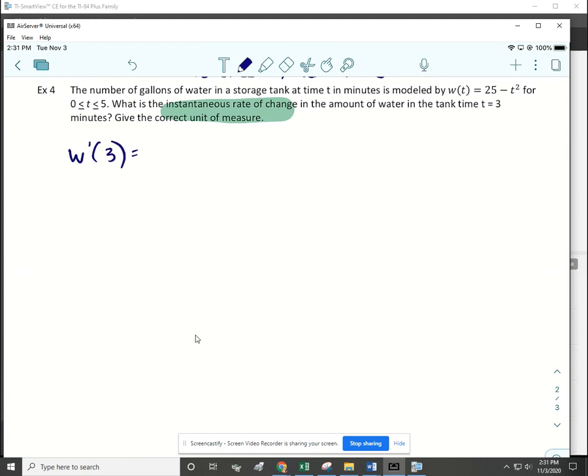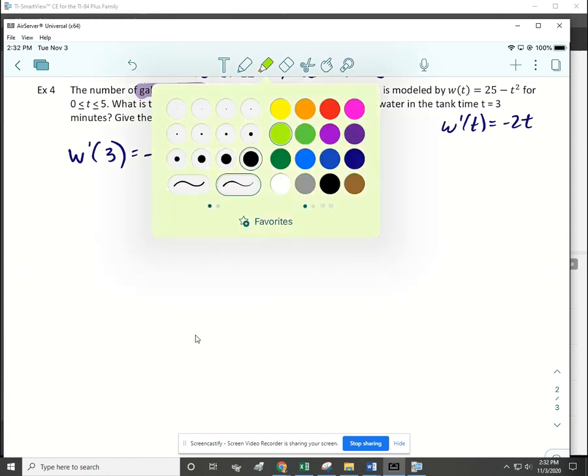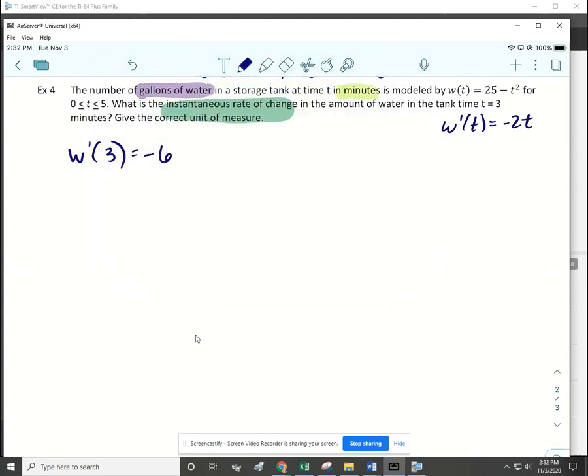All right. Now, we could do this in the calculator. I think it's faster just to do it in our head. So we could just use the power rule. That's negative 2t for W prime of t. So if we put 3 into that, that's going to be negative 6. And then we want to give the correct unit of measure. So this original function, W, gives the number of gallons of water in the tank, and time is measured in minutes. So this should be gallons per minute.